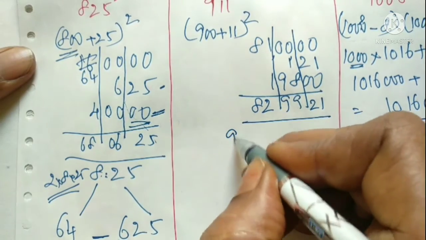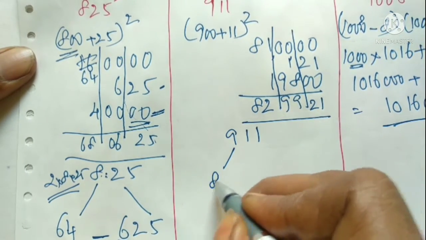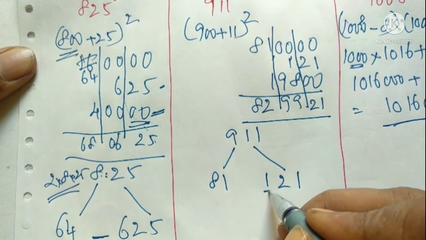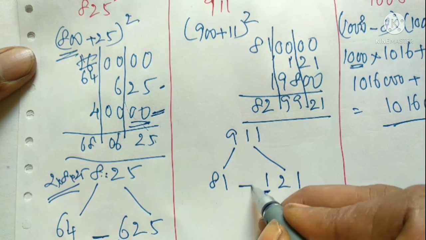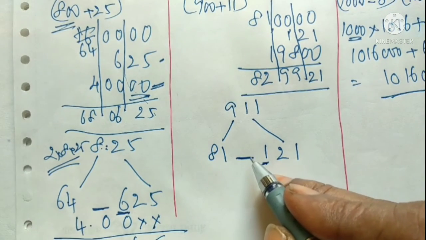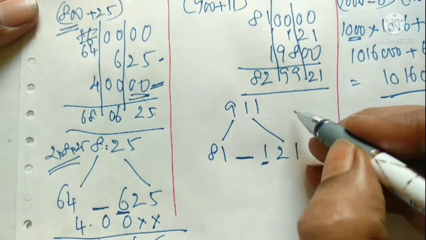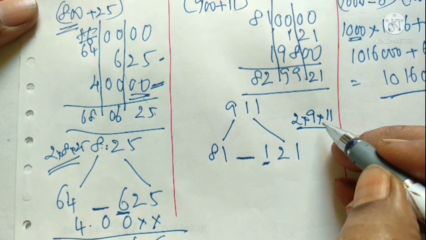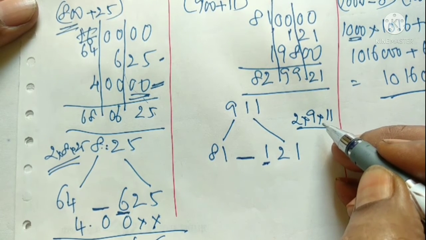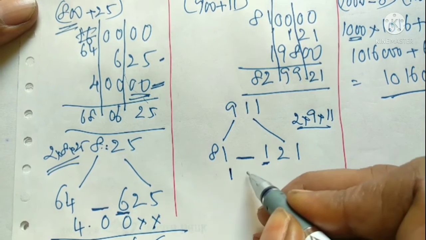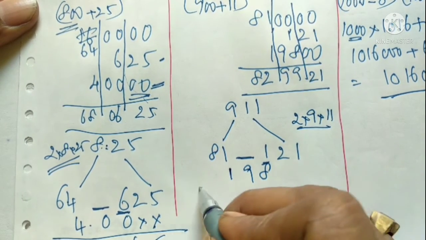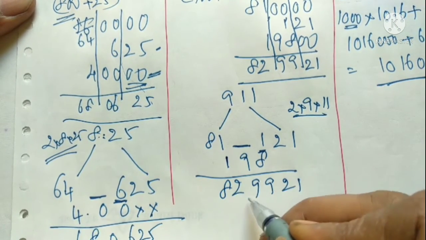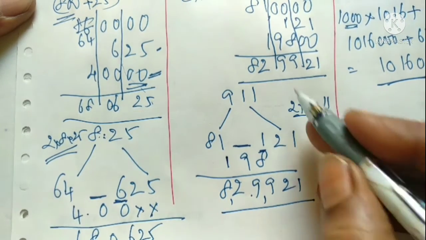Let us do this in a shortcut way. 911. 9 9 is 81. 11 11 is 121. Now 1 has moved here. We are left with only 1 digit to write. So 2 into 9 into 11, it is 198. So it is 198. The answer is 829,921.